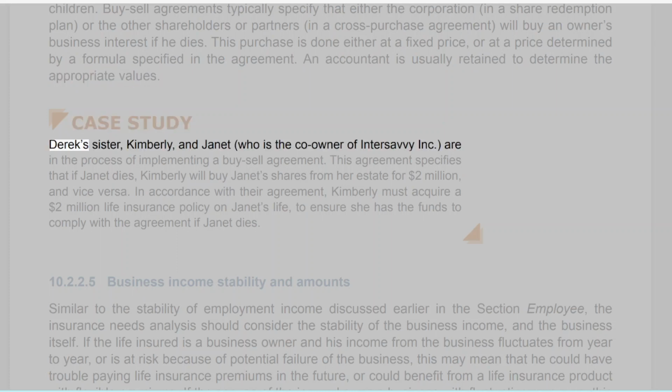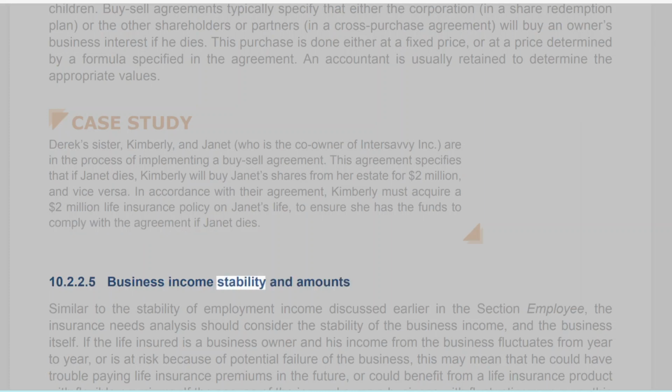Case study: Derek's sister, Kimberly, and Janet, who is the co-owner of InterSavvy Incorporated, are in the process of implementing a buy-sell agreement. This agreement specifies that if Janet dies, Kimberly will buy Janet's shares from her estate for $2 million, and vice versa. In accordance with their agreement, Kimberly must acquire a $2 million life insurance policy on Janet's life to ensure she has the funds to comply with the agreement if Janet dies.